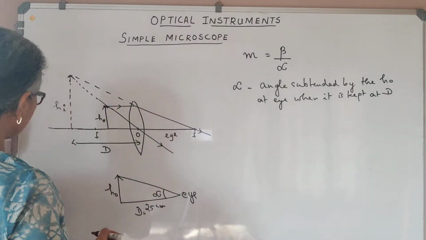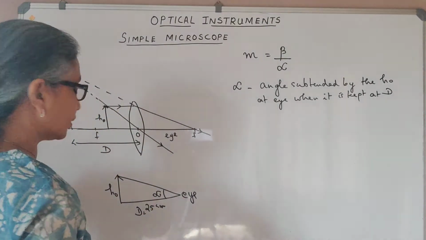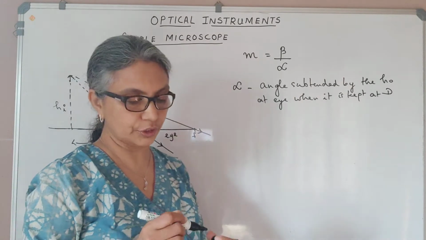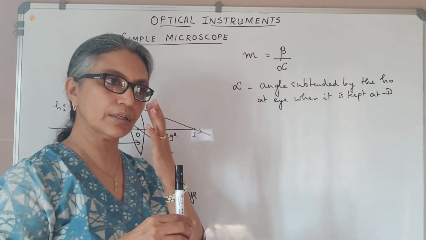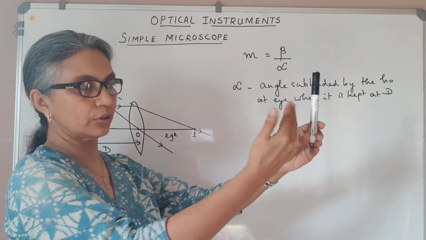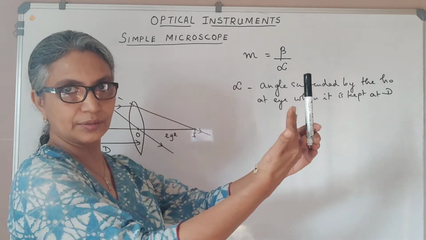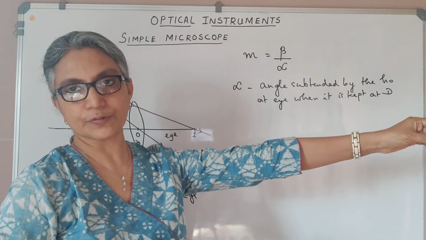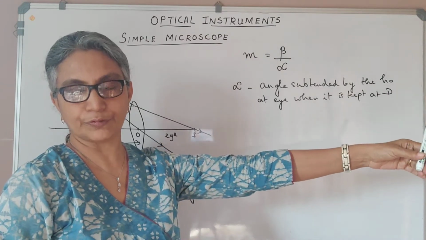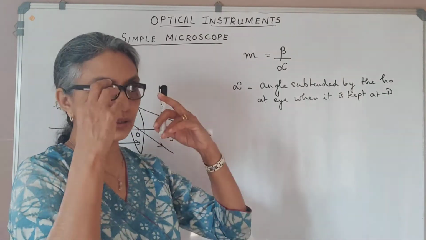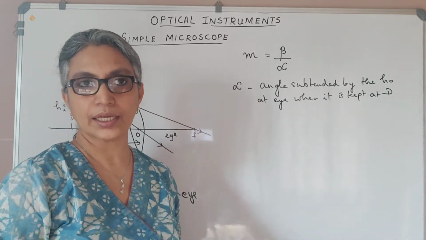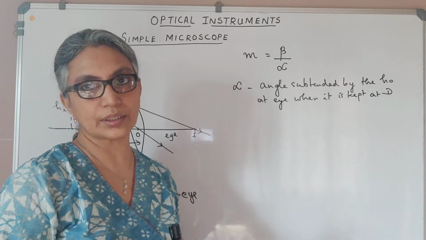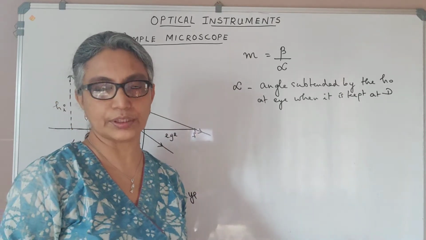From D, you can shift this object towards infinity, still it will be clear vision for you. Always remember normal adjustment, that is when you can see the object clearly at 25 centimeter. But if the image is formed at infinity, you can view the image with your eye muscles relaxed, and it's a more comfortable viewing if the final image is formed at infinity.